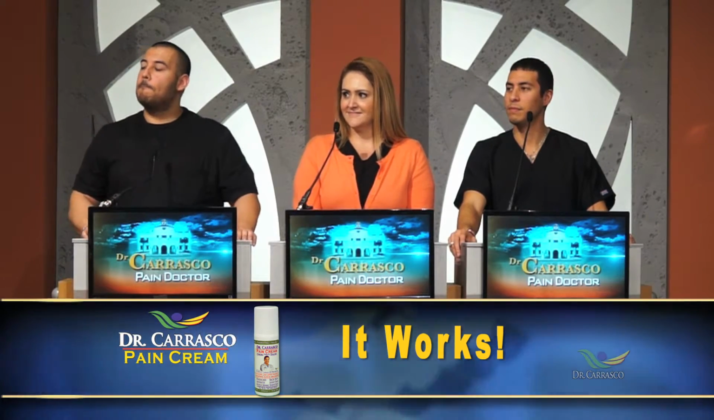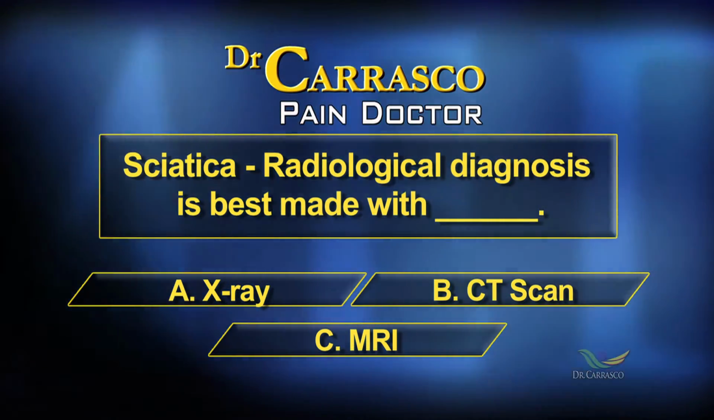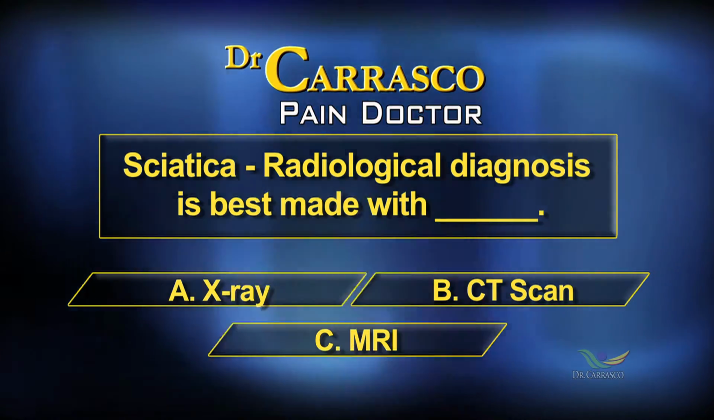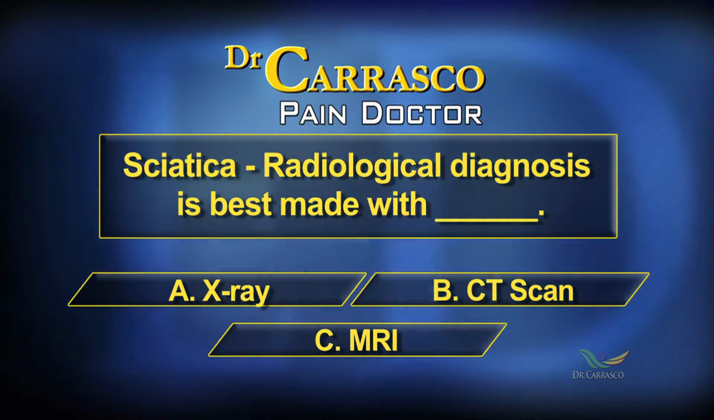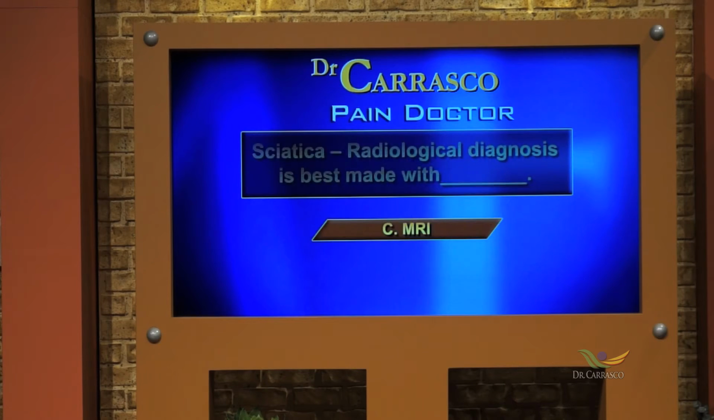Now, we talk about making a diagnosis for this condition. Radiologic diagnosis is best made with an X-ray, CT scan, or an MRI. When you're going to make a diagnosis, which study works best? A, an X-ray, B, a CT scan, or C, an MRI? Give me your answers, please. All right, everybody says MRI. The answer is C, MRI.